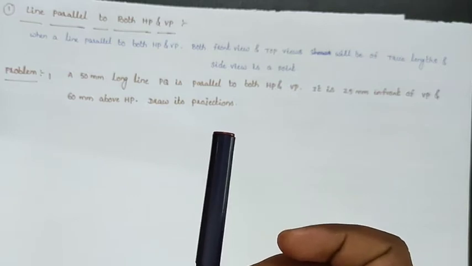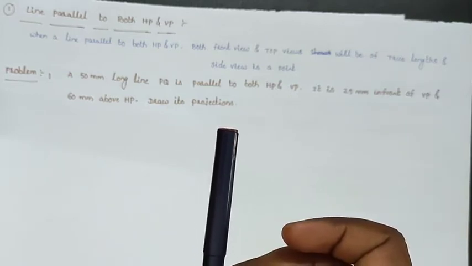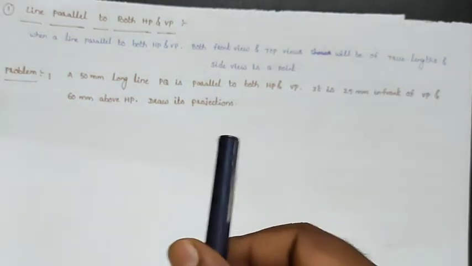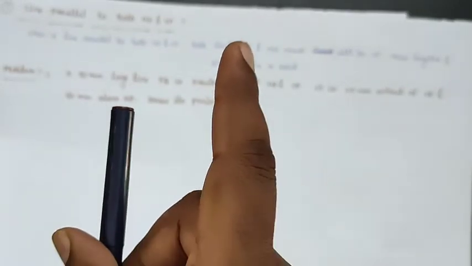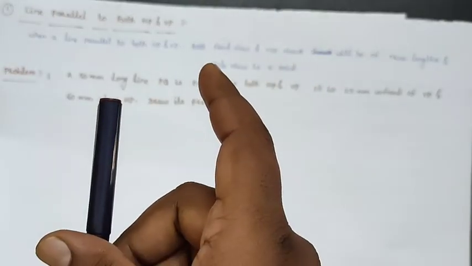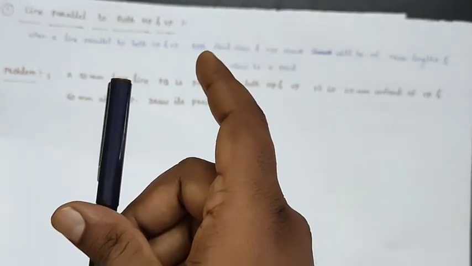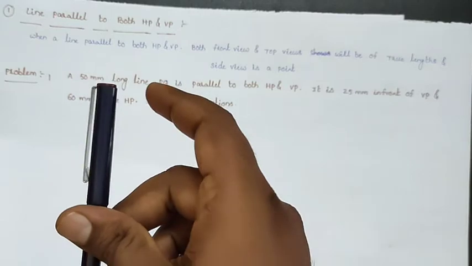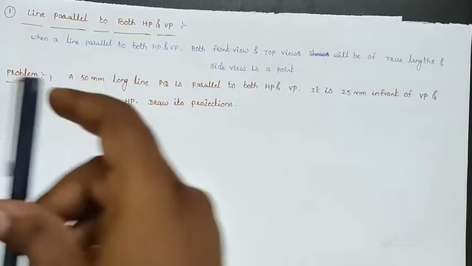When a line is parallel to both HP and VP, the direction of the front view is this direction, and the top view direction is this one. Whenever an observer sees the object from the top view direction, the image of the object will be on the horizontal plane, and whenever an observer sees the object from the front view direction, the image of the object will be on the vertical plane. So here both the front view and the top view will be the true length of the line.